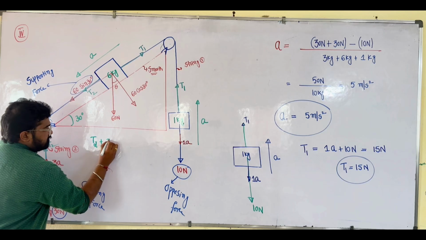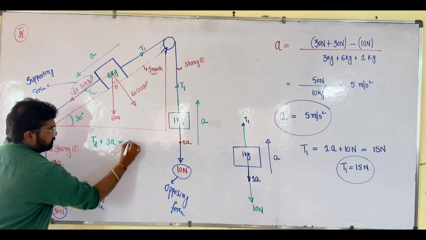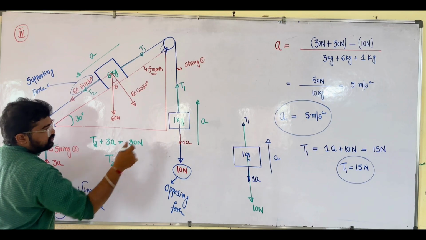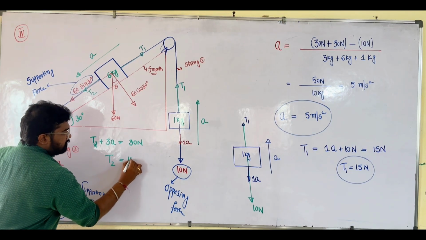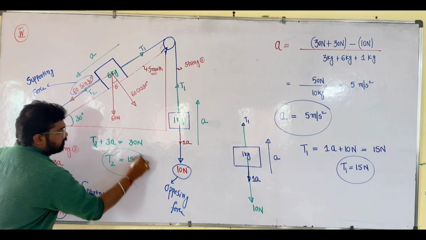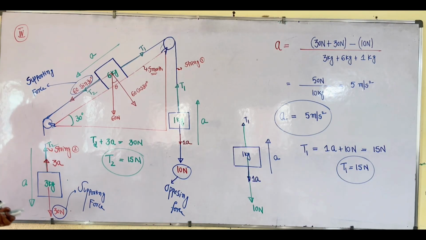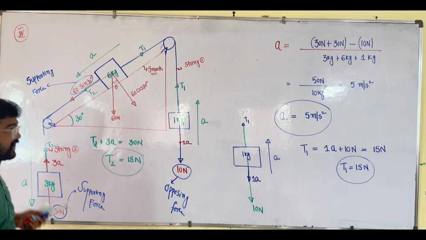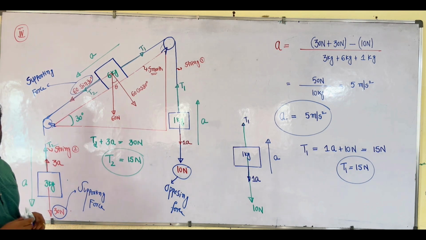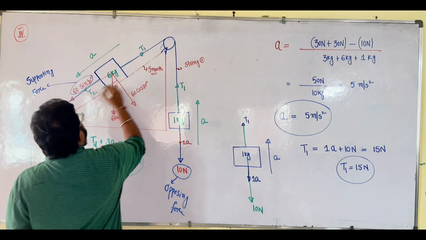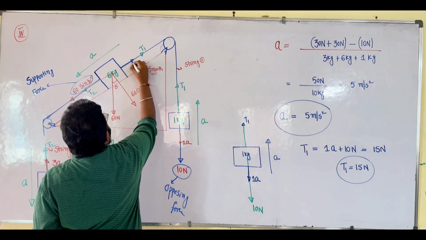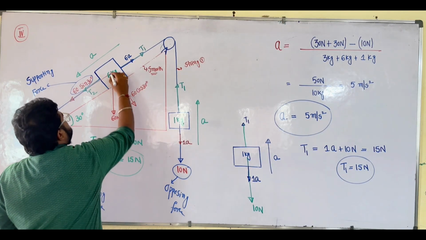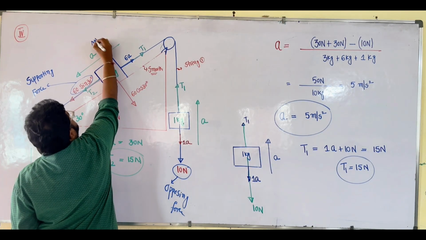T2 plus 3A equal to how much? 30 Newton. Then with A equal to 5, 5 3s are 15. T2 equal to how much is obtained? 15 Newton. Then, to check whether this T1 and T2 are correct, check it along this direction. What is obtained? 6A. Clear? Normal reaction is acting perpendicular to the surface.